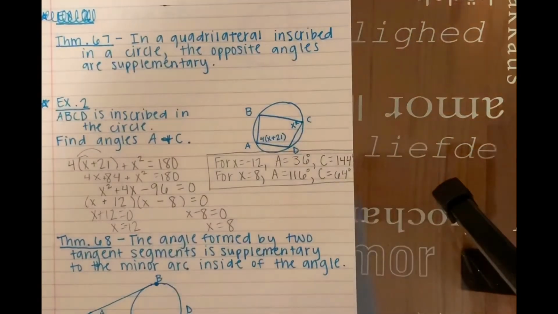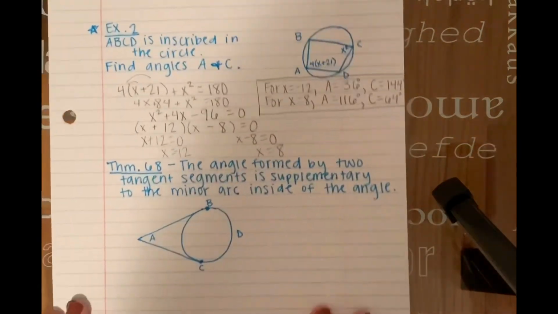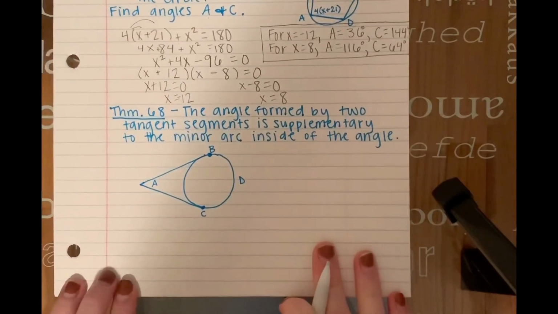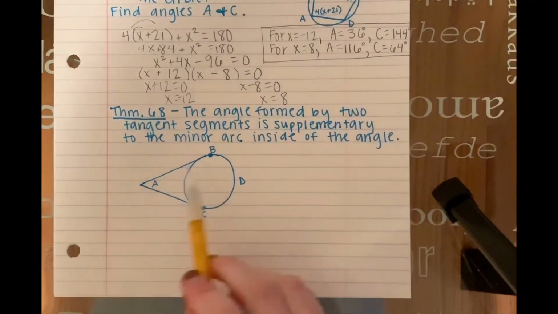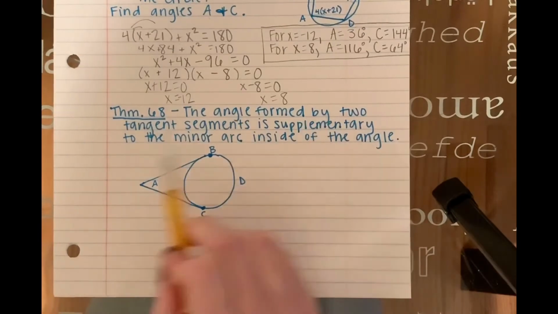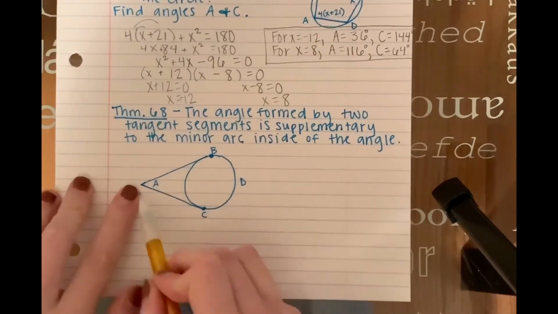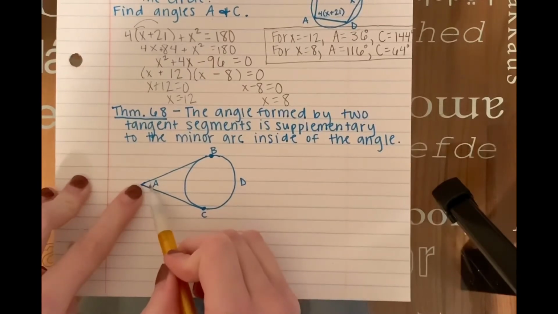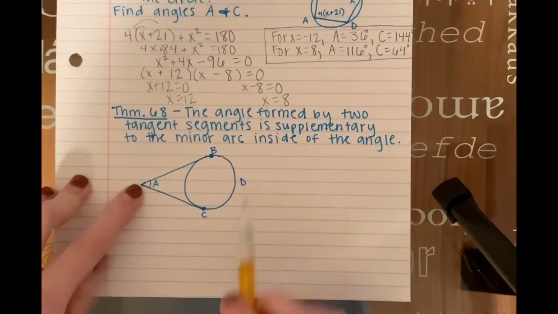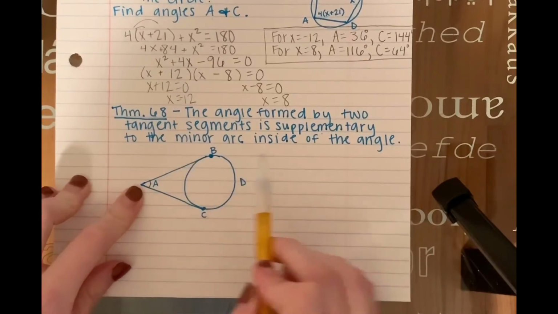That's example 2. Then, next theorem, it says, Theorem 68. The angle formed by two tangent segments is supplementary to the minor arc inside of the angle. So look right here at this diagram. It says, angle formed by two tangent segments. So we have our tangent segments right here. They only touch the circle in one place. And here's the angle that is formed by them, angle A. It's supplementary to the minor arc inside of the angle.